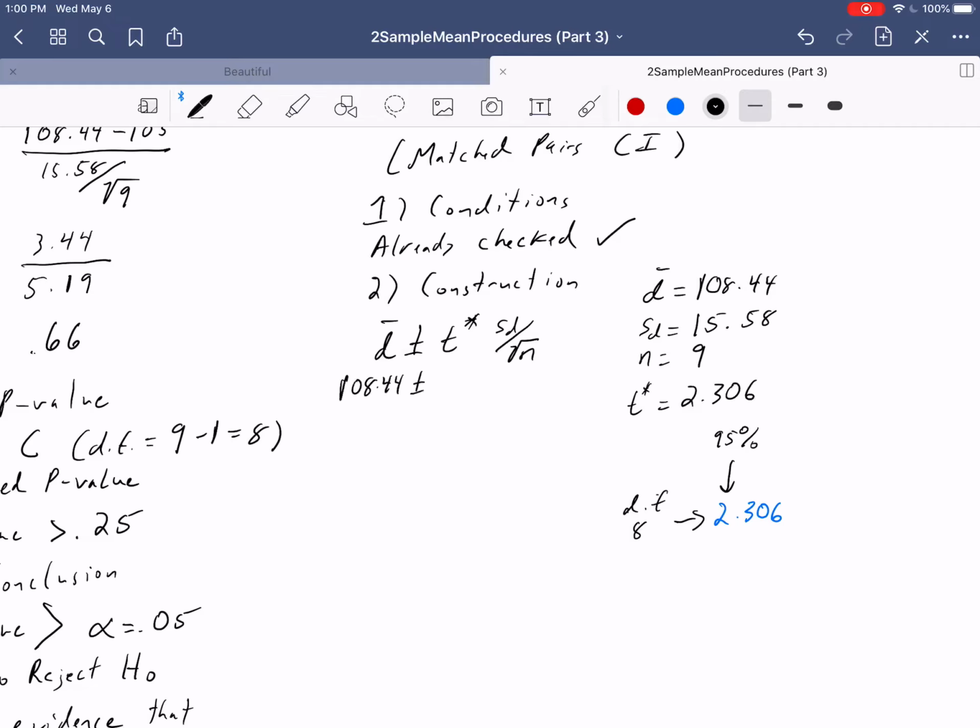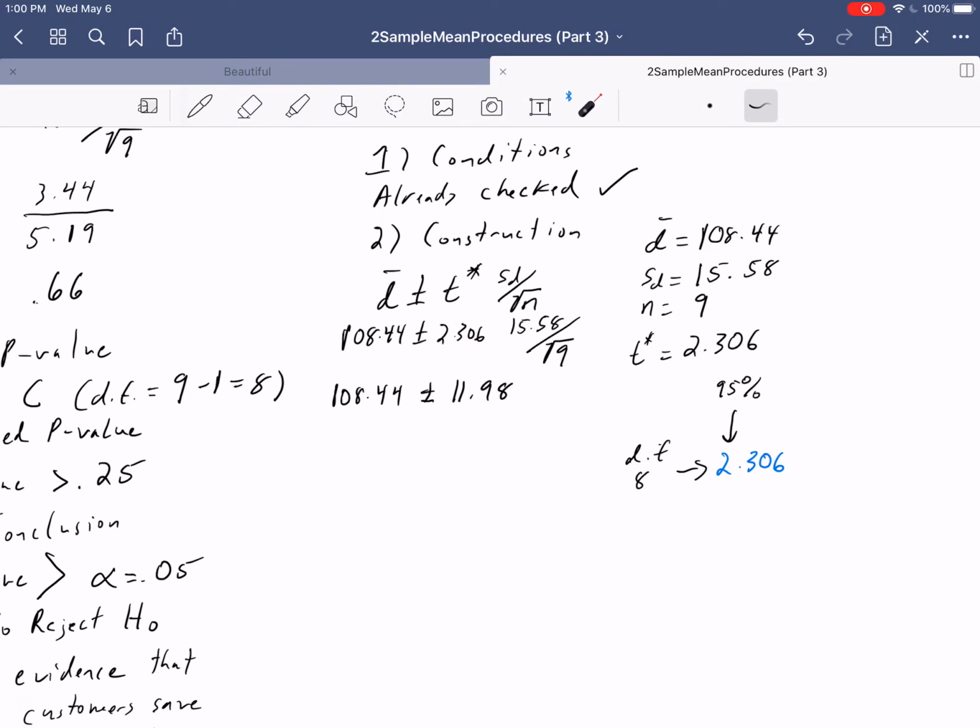108.44 plus or minus 2.306 times 15.58 divided by square root of 9. This, as always, is your margin of error, so go ahead and do that first. So do 2.306 times 15.58 divided by the square root of 9. That means we should get 108.44 plus or minus 11.98 after you round. Then go ahead and build your confidence interval.